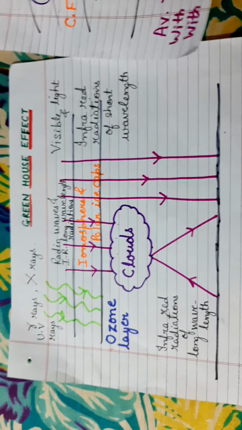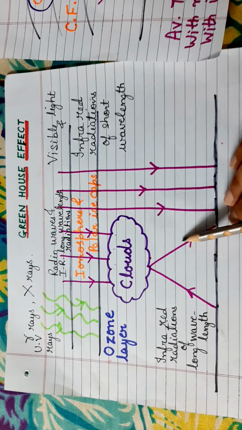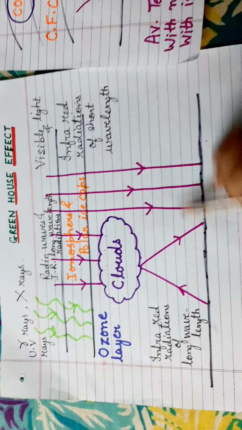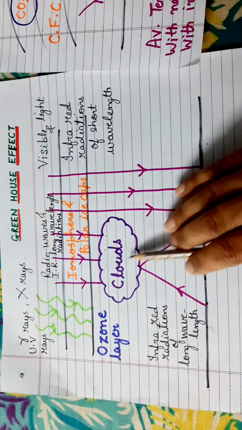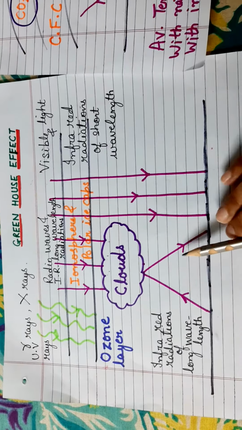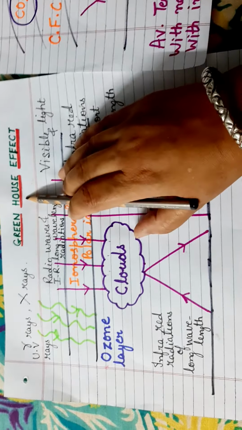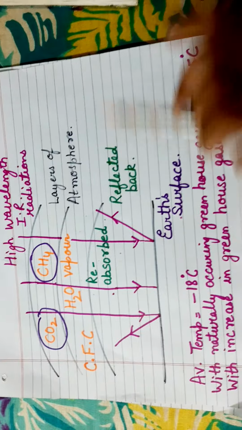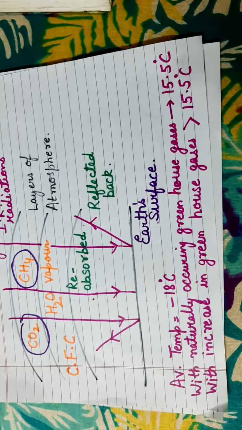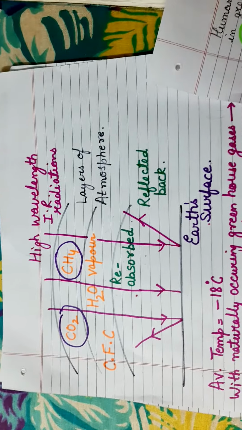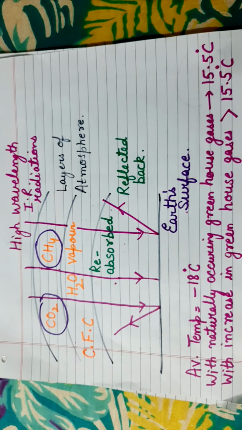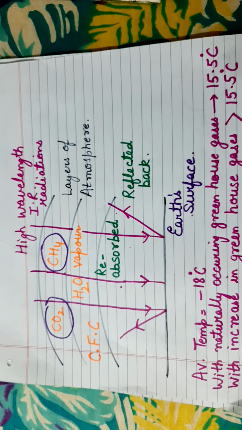And also remember, children, one more important thing: this particular process where the infrared radiations are trapped is called the greenhouse effect, and this greenhouse effect leads to global warming. Okay, children, I hope you have understood what is greenhouse effect and what is global warming. I want you to go through these two topics from your textbook also.